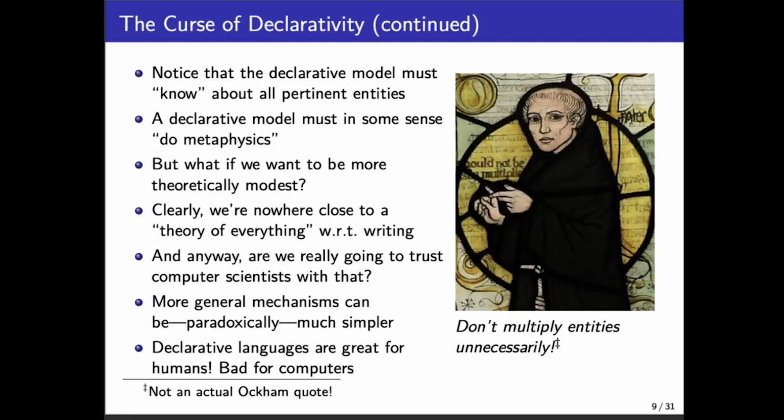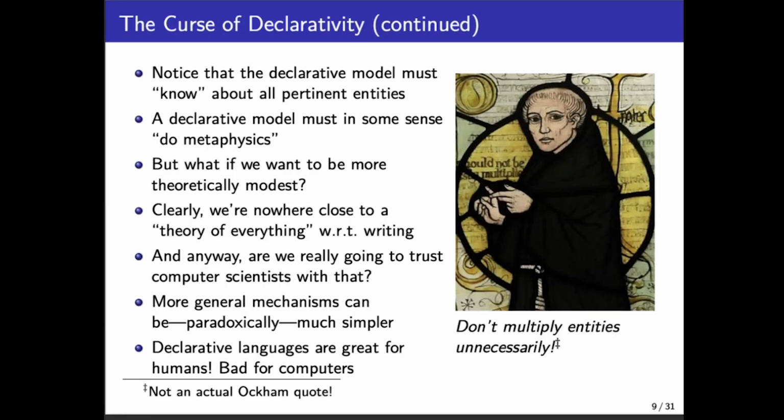So in a certain sense, we're doing metaphysics about writing. We're trying to think about, in the Empyrean or the Platonic realm, what are all the things that compose writing and baking them into the specification. But we are clearly, obviously, nowhere close to a theory of everything, as you might put it, with respect to writing. And are we going to trust computer scientists with that? There's the expression, beware of computer scientists bearing gifts, I suppose.